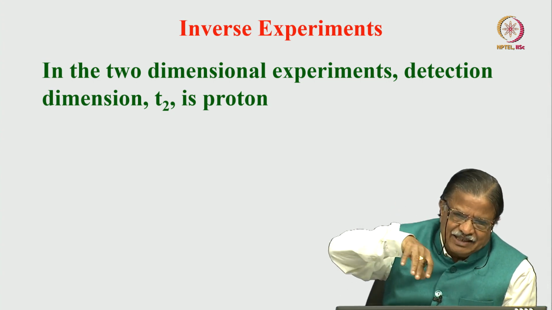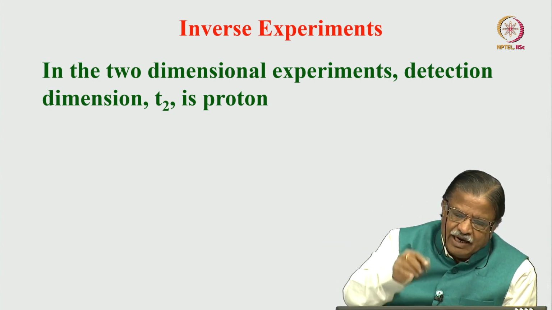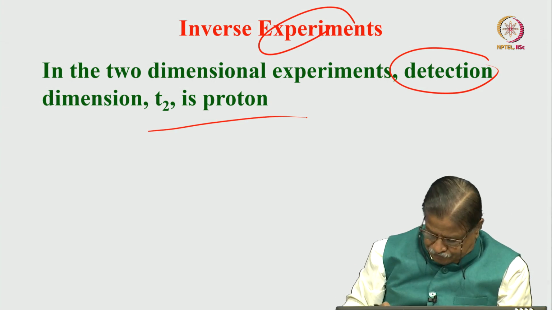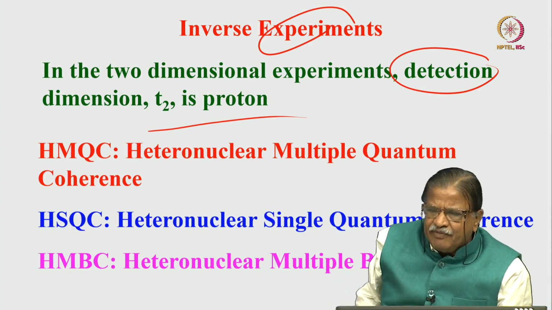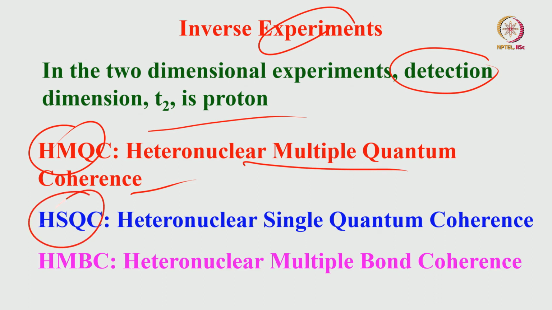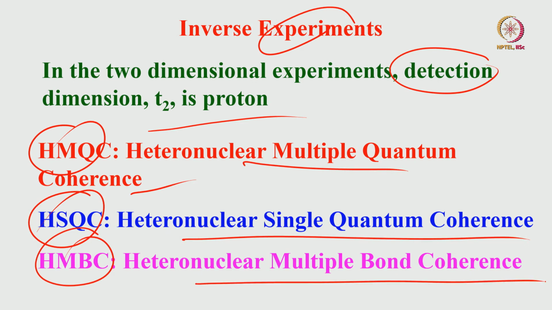It is a direct detection. It is like HETCOR. That will take more time. So in the inverse experiment, the detection dimension is always proton. That saves time. Okay. And a number of experiments have been designed. For example, HMQC, heteronuclear multiple quantum coherence, HSQC, heteronuclear single quantum coherence, HMBC, heteronuclear multiple bond coherence. These are some of the common heteronuclear correlation experiments generally employed for analyzing the spectrum.